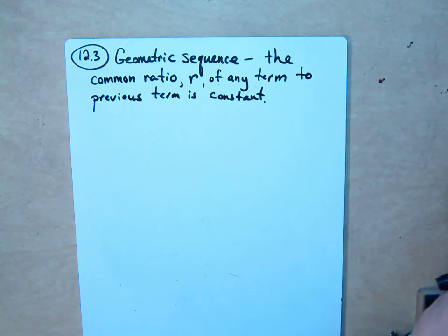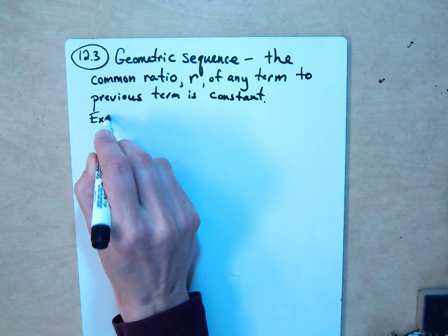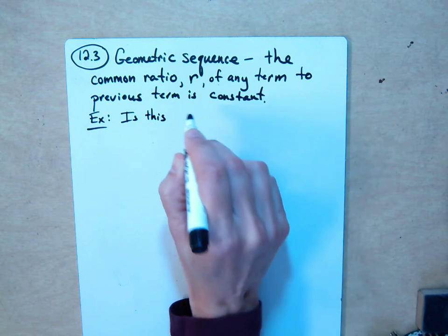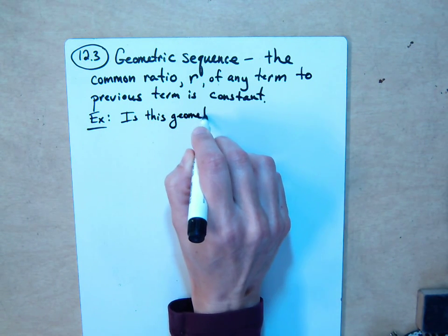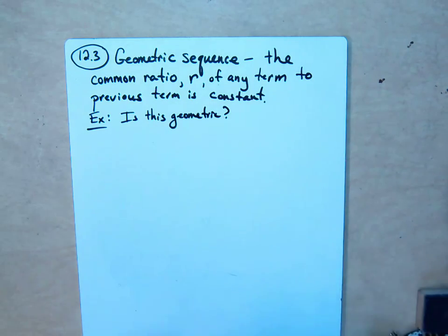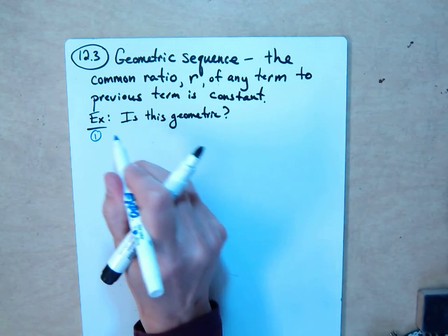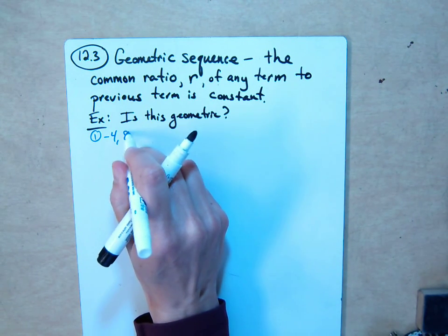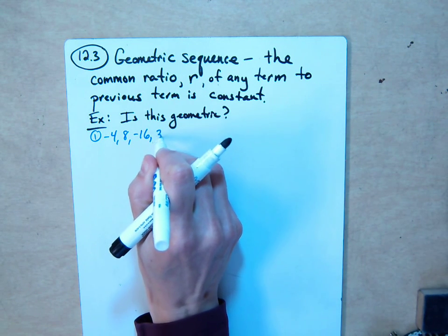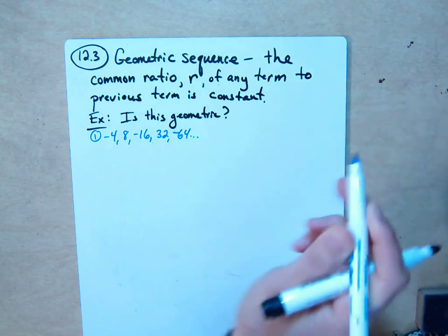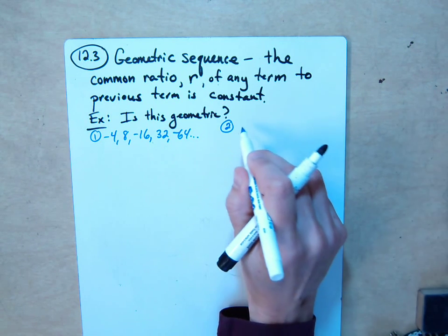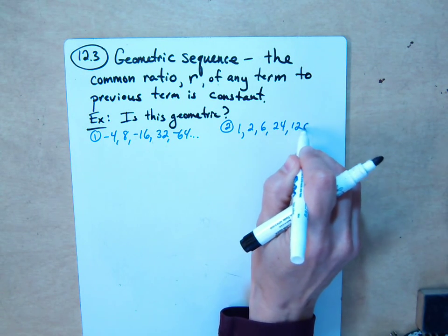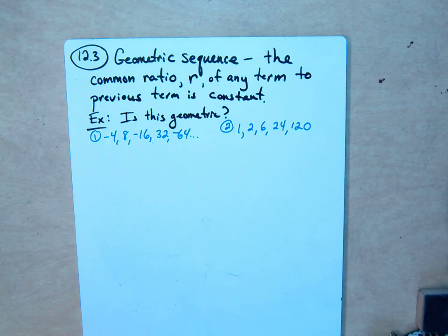So let's jump right in with an example here. Is the sequence geometric? We'll do two examples. Let's say we have -4, 8, -16, 32, -64, and so on. And then we'll look at the second example, 1, 2, 6, 24, 120. And we want to answer the question, is it geometric?